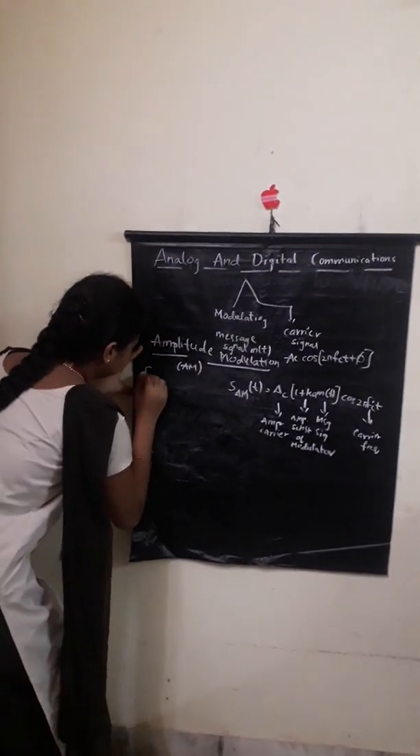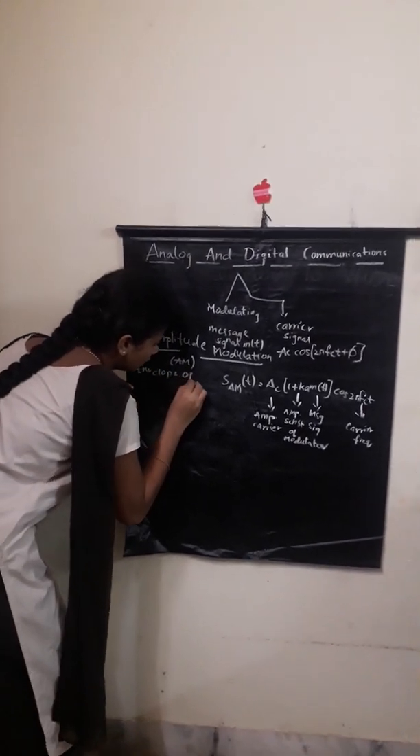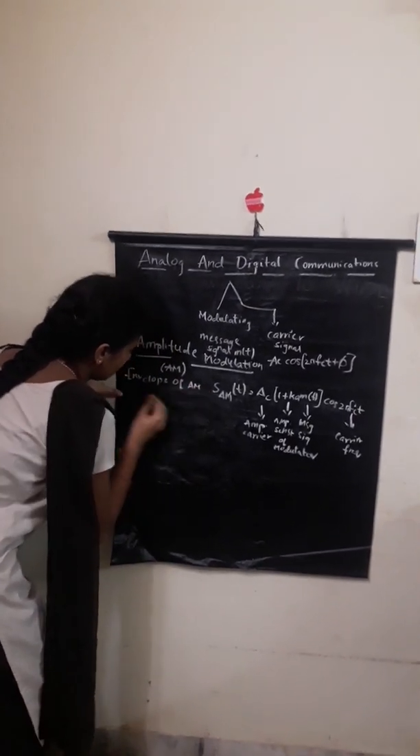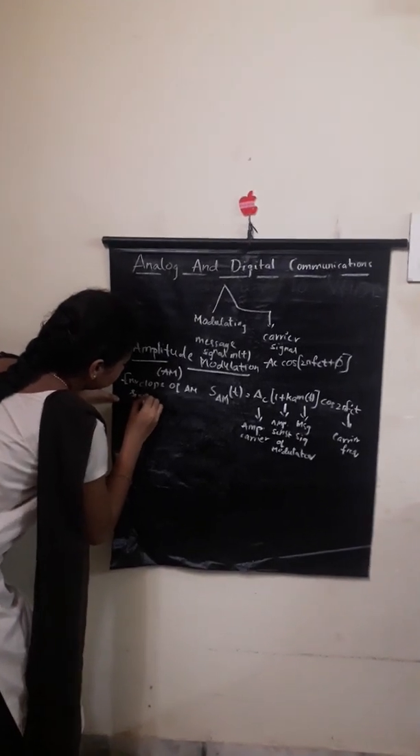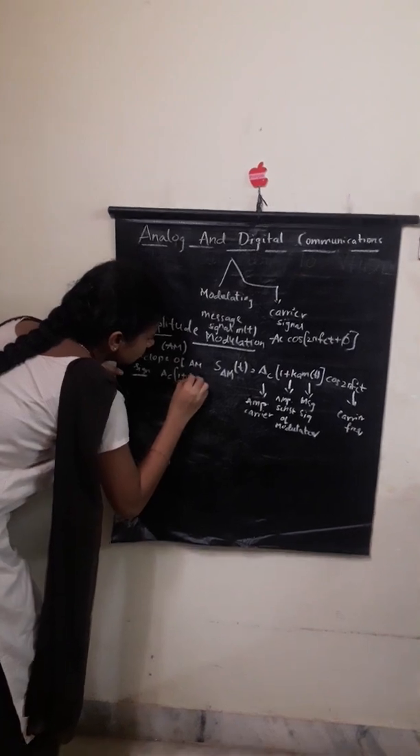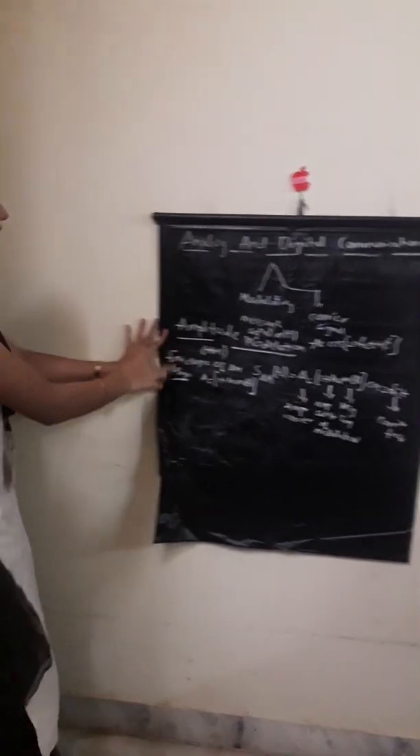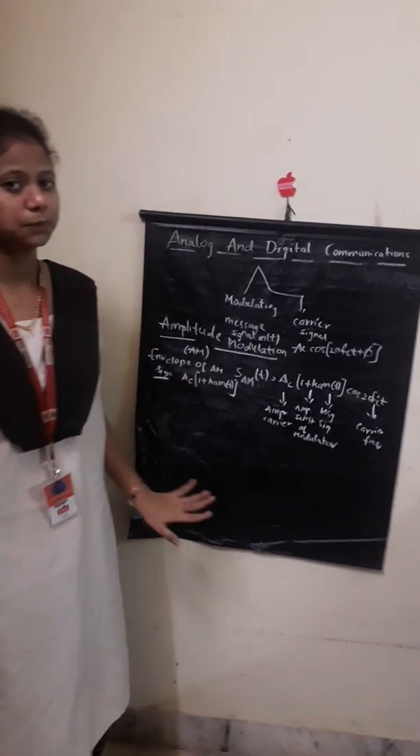And in this AM we will have the envelope of the AM signal. The envelope of the AM signal is Ac into (1 plus Ka m(t)). This is the envelope of the amplitude modulated signal.